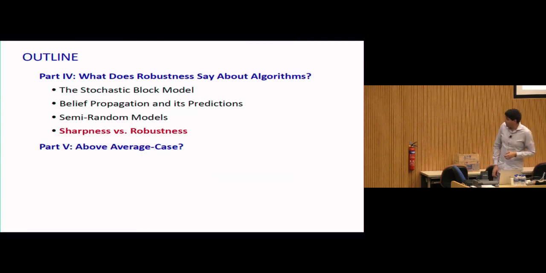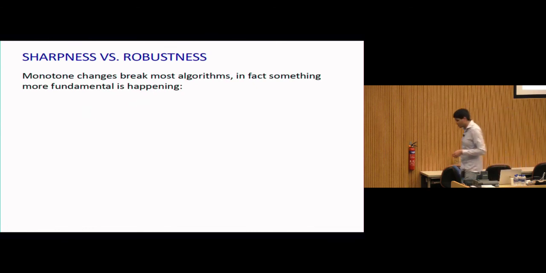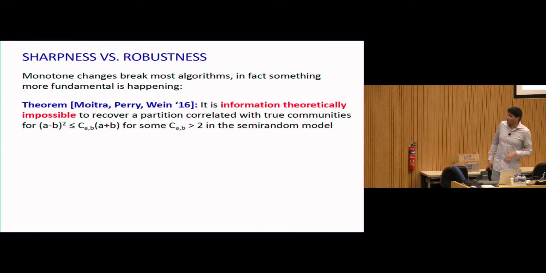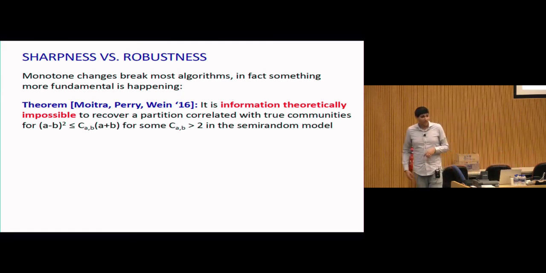So in fact, one of the neat results that I want to tell you about along these lines is that not only can these monotone changes break this laundry list of algorithms that are out there, things like belief propagation and combinatorial algorithms, it turns out that it actually strictly makes the problem information theoretically harder. It's a kind of surprising fact, but this helpful adversary that's making a community better connected and destroying connections between communities can actually move the information theoretic threshold. So even when the constant C is 2, it no longer becomes possible to recover the underlying community structure.